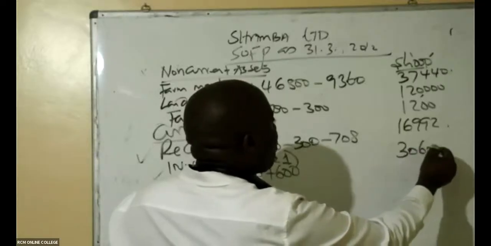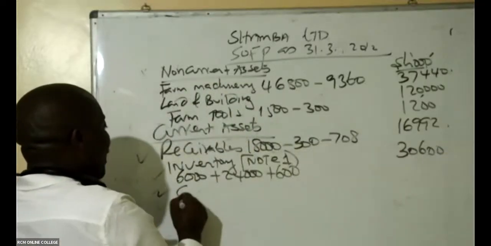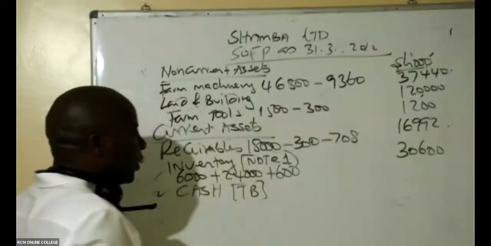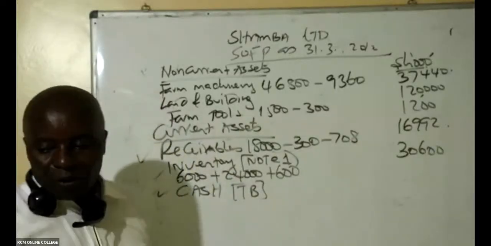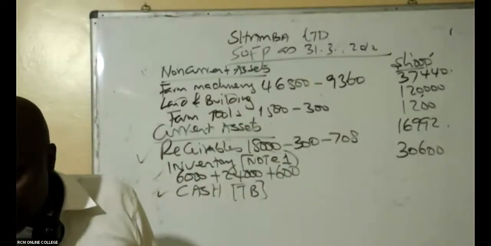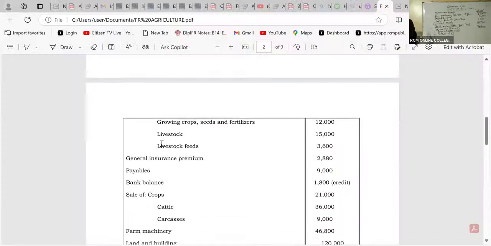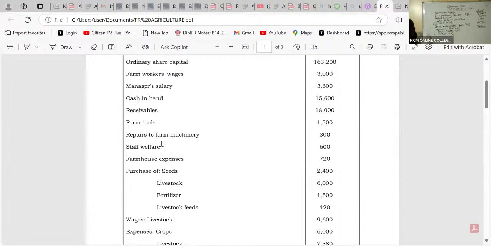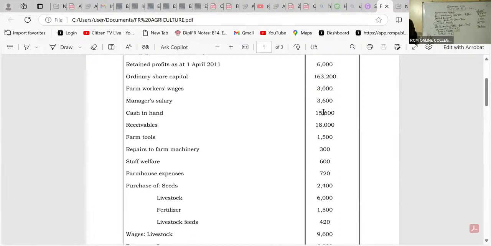And ladies and gentlemen, of course, I have cash. Cash is a current asset in the trial balance. So are you able to see cash in the trial balance? Ladies and gentlemen, in the trial balance, we shall look for cash or the bank amount. So I can see cash in hand, 15,600.